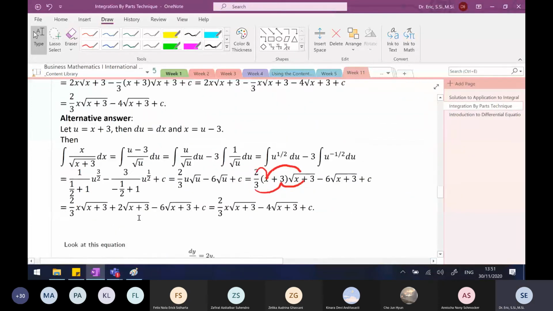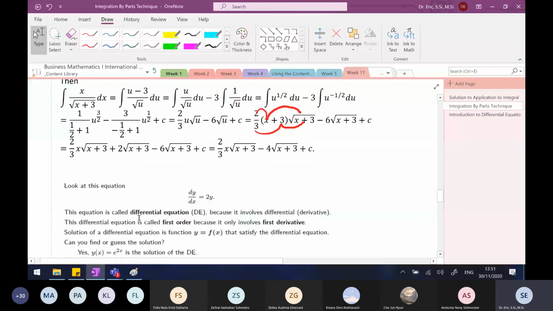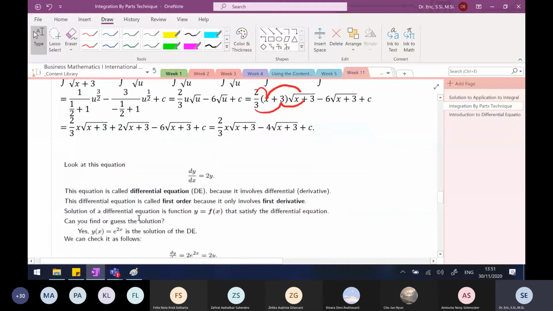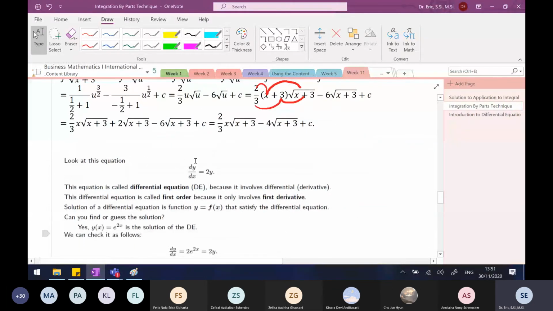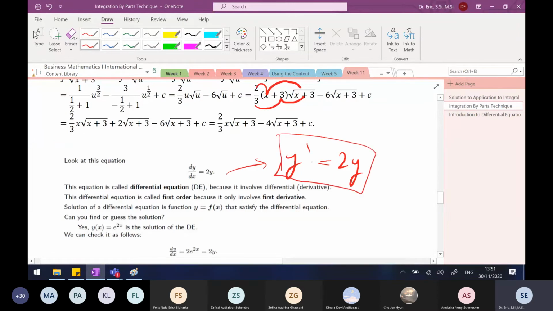Okay then. So this is the last part of our lecture, that is on differential equations. Look at this equation, dy/dx equals y. This is what we usually call y prime equals y. What is y prime? The derivative of y with respect to x. This is what we usually call a differential equation. This is an equation that involves derivatives.